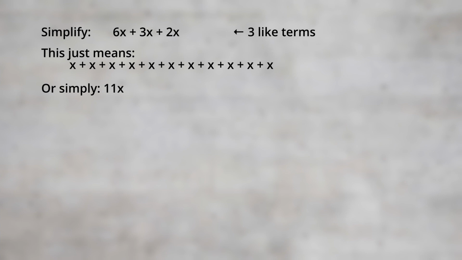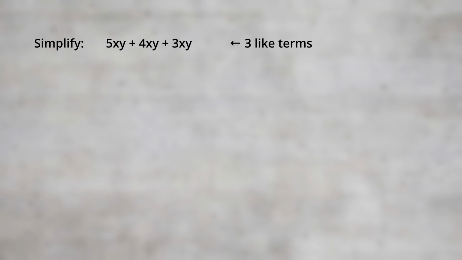Because we are adding lots of x terms together, we only need to add the numbers in front. 6 plus 3 plus 2 is equal to 11. We don't do anything with the x part. That tells us that we are working with x. So the important parts are the numbers in the front. Here is another example.